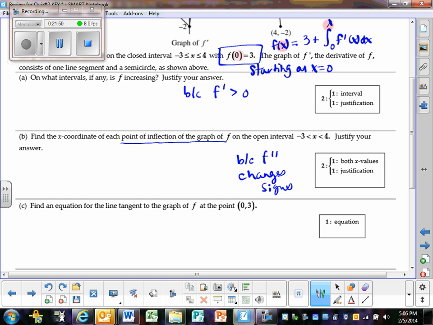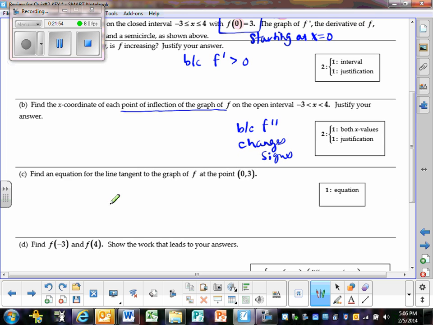Find an equation for the line tangent to the graph of f at the point 0, 3. The equation of a tangent line to the graph of f at the point 0, 3 means that we need f prime of 0 to be our slope, and then we're going to do point slope form.